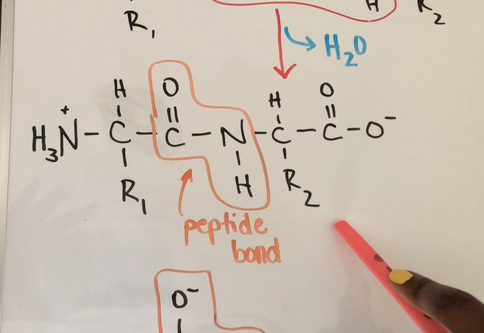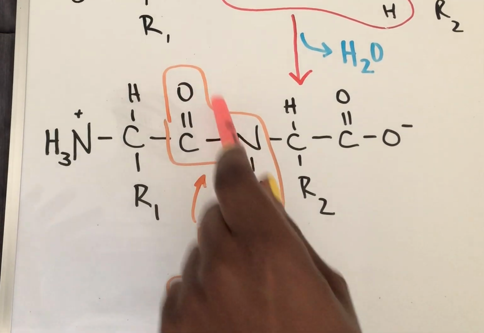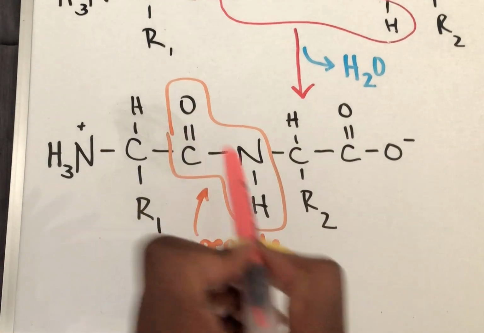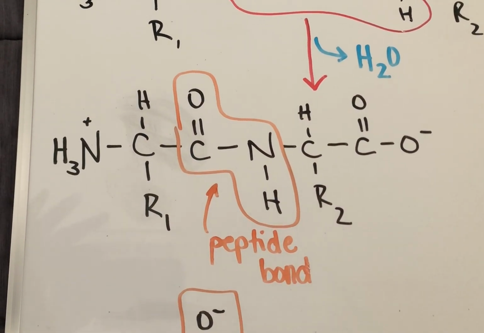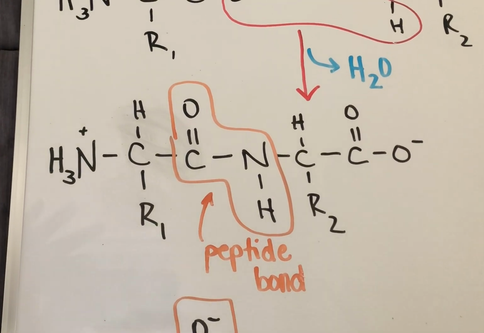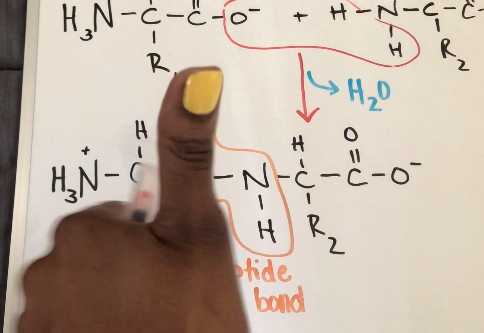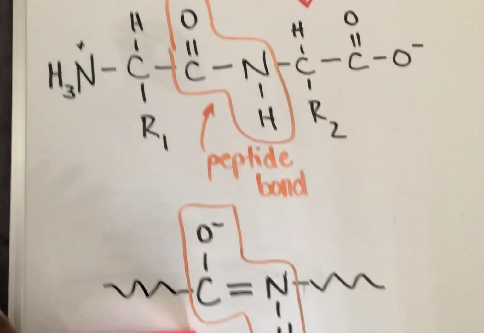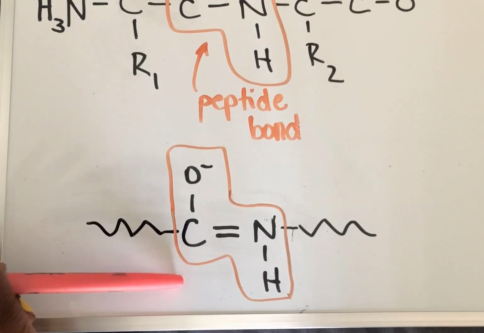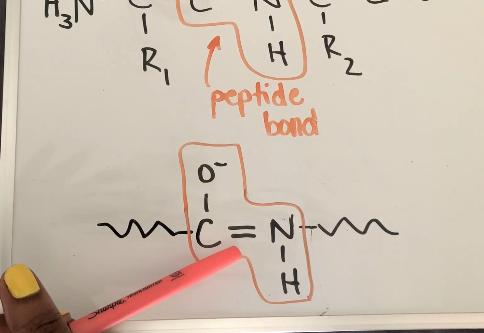What we actually formed was this bond right here, the peptide bond, which I highlighted in orange. The beauty of this guy is that it has what's called partial double bond character. So if you were to draw the resonance structure of this, from organic chemistry, we would draw it like this below. And you can see that the double bond that was here now moves between the carbon and the nitrogen.